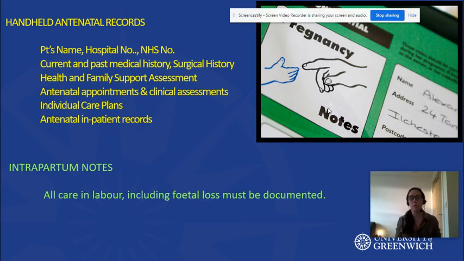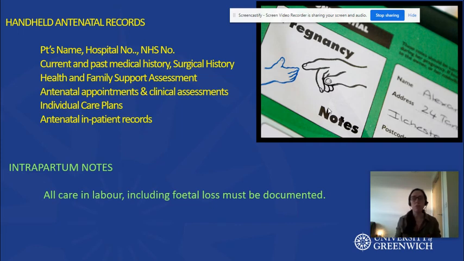I call them the notes. I know it's really annoying, but that's what they're called. Have you got the notes? They know exactly what you're talking about. Just like the little red book, everyone knows what the little red book is. It's your pediatric record. Now, have you got the notes? They know that you mean the handheld antenatal records. So they're green like this. They have different sections to them. Like I say, it starts on day one when they have their first appointment, and everything's documented in there.